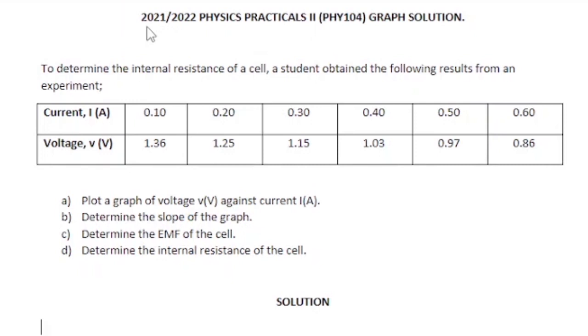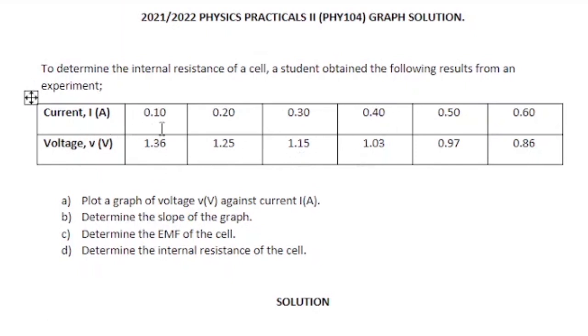Now for today's class, we'll be looking at how to plot the graph of the physics practical. The question says, to determine the internal resistance of a cell, a student obtained the following results from an experiment. So you can say the student did an experiment involving current and voltage, and the values for the current and voltage for each point picked are given in this table here.